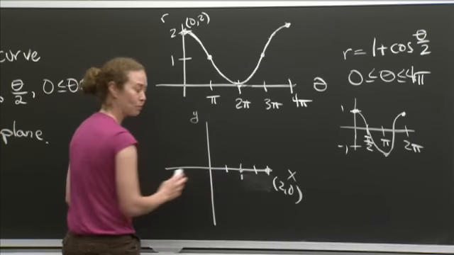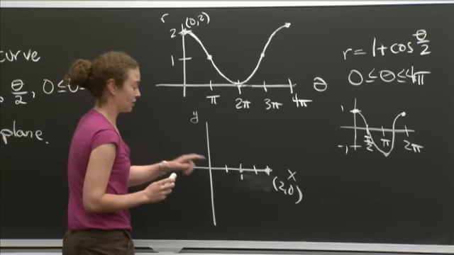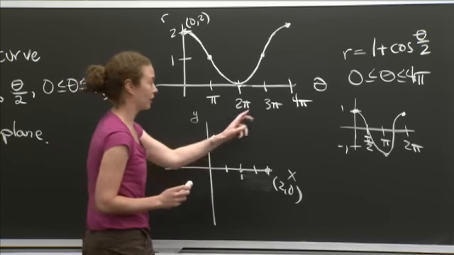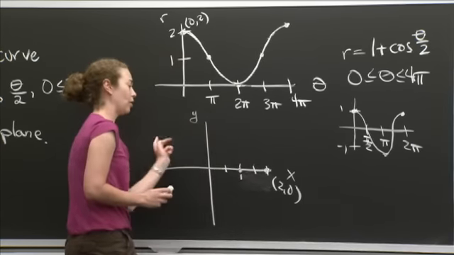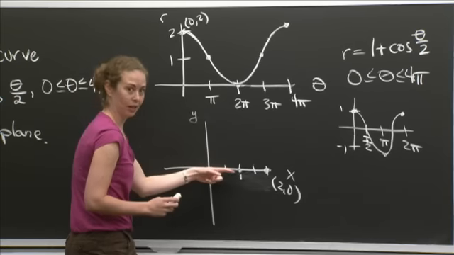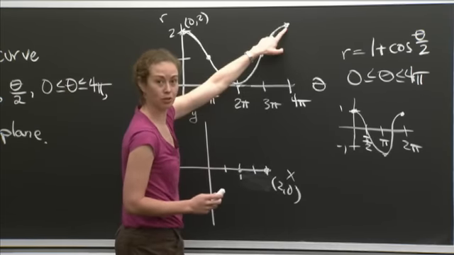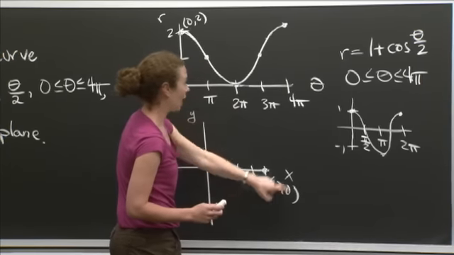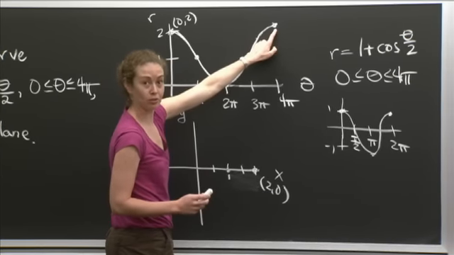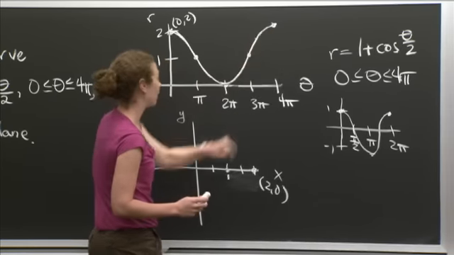Is it ever going to hit this point again? Well, it is, because it's periodic and I've gone out to 4 pi. If I rotate all the way around, I'm at 2 pi for theta. If I rotate all the way around again, I'm at 4 pi for theta, and my radius there is 2 also. So this 2, 0 happens again when I have this point. So it's going to close up. Okay, and then what else happens?